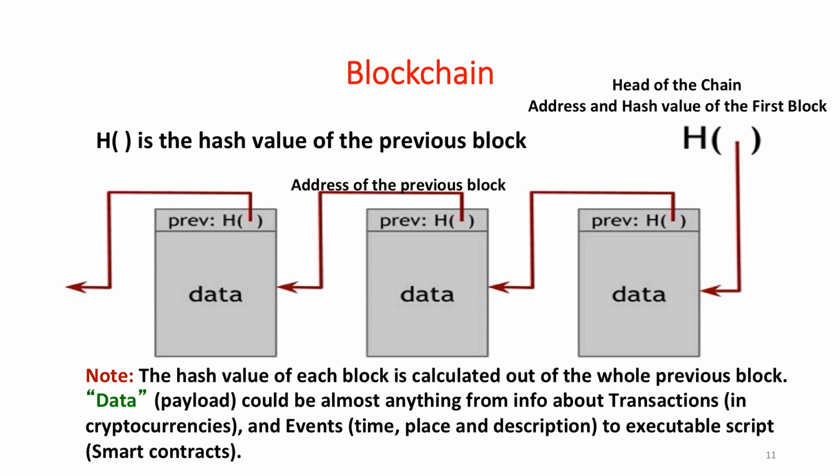We have a head of the chain right here, and it contains the address and hash value of the first block. I will explain in detail what a hash value is. It goes into the data, and then the hash value of each block is calculated out of the whole previous block, and then goes into the data of the next block, and then to the next block and so on, so that they are irreversibly linked. And this data can be anything. It's called payload, sometimes just data. It could be an executable script. The idea of a smart contract is that inside the data is actually executable code.